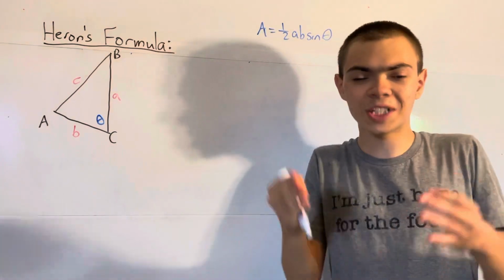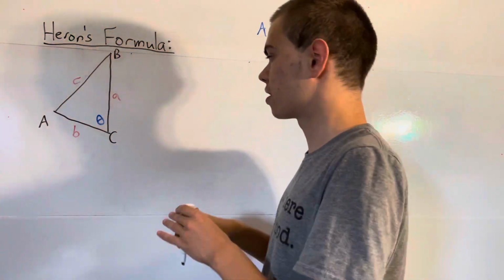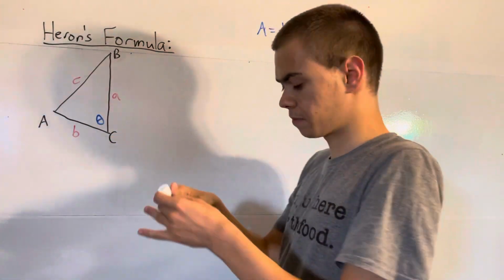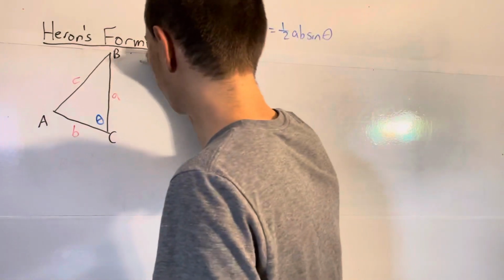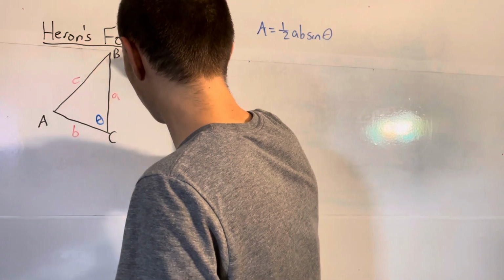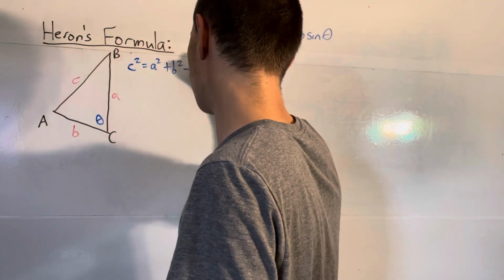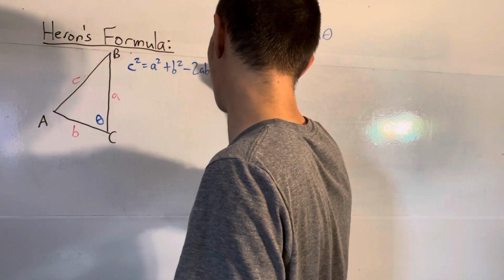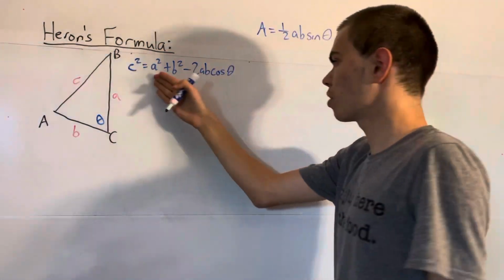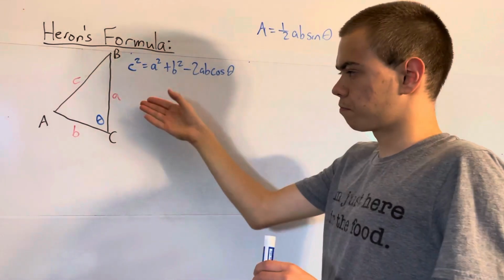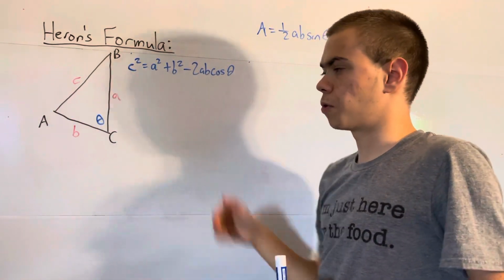So how are A, B, C, and an angle of the triangle related to each other? Well, it's just the law of cosines, because the law of cosines relates the three side lengths of a triangle to one of its angles. So the law of cosines is just going to be c squared equals a squared plus b squared minus 2ab cosine of theta. So this right here would be the law of cosines, right?